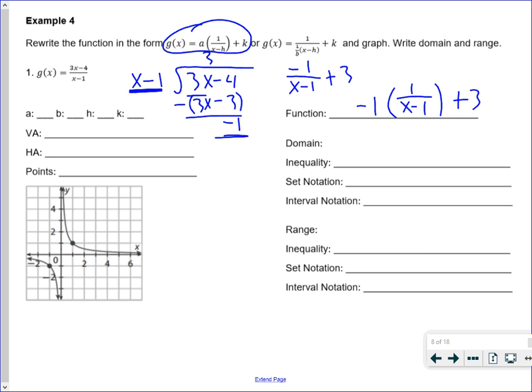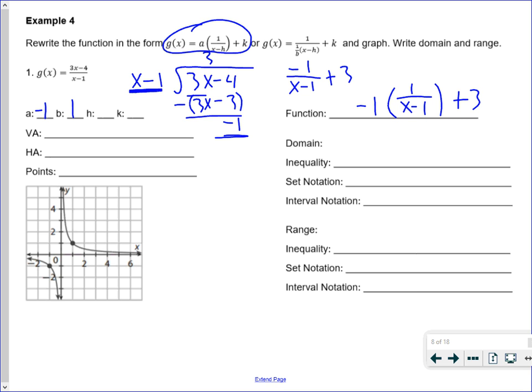Okay? So now what we're going to do is use our new function that we found to graph and to figure out our domain and range. So our a is negative 1. That's the number that we're multiplying the whole fraction with. Our b value is also going to be 1.